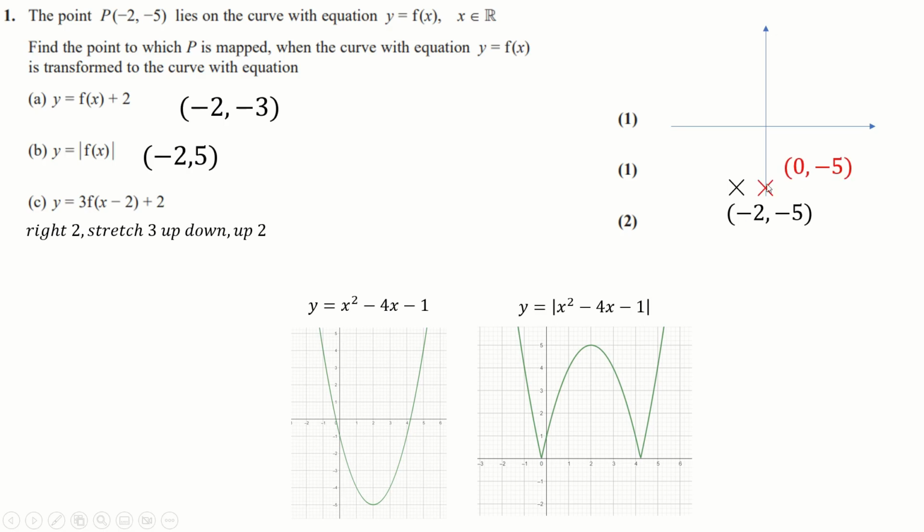This doesn't change. Then we stretch factor 3 up and down. So this stretches down to -15. 0 stays the same. And then you move it up 2 places, and you get to 0, -13. And that would be our answer there.